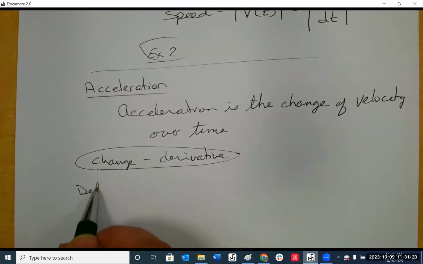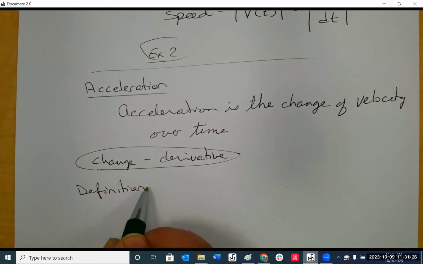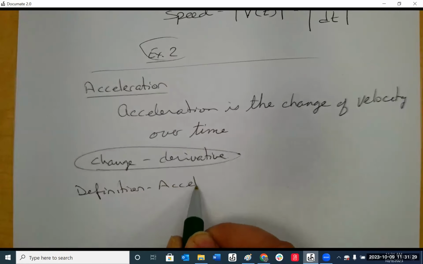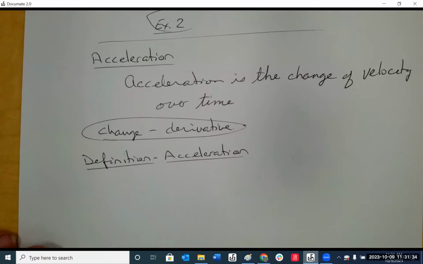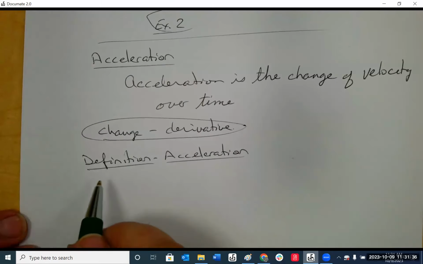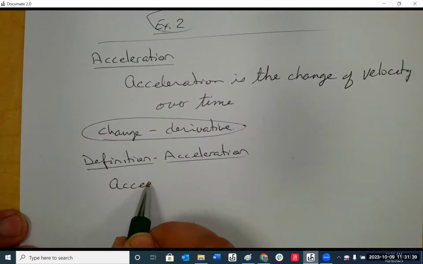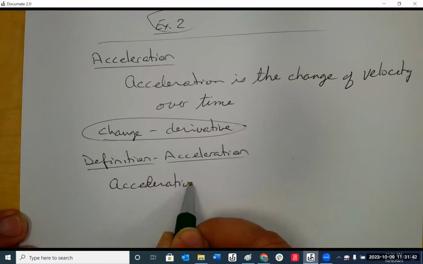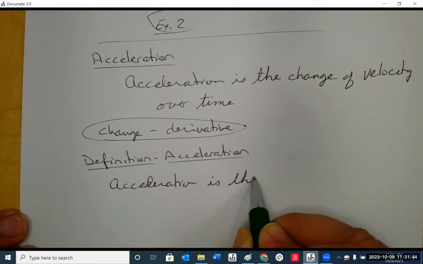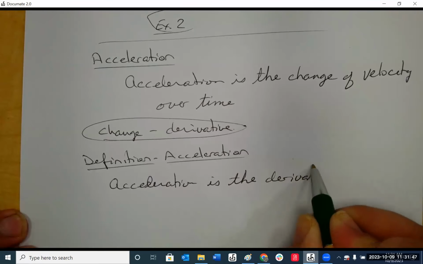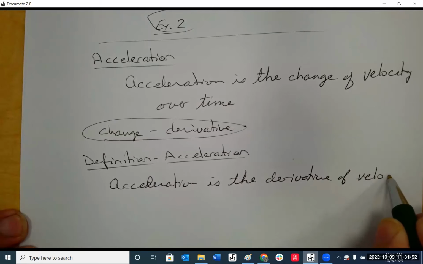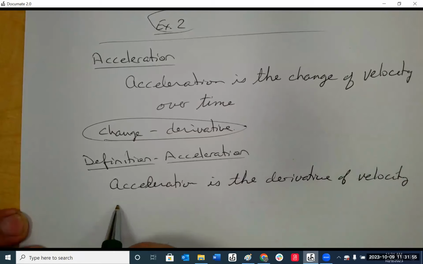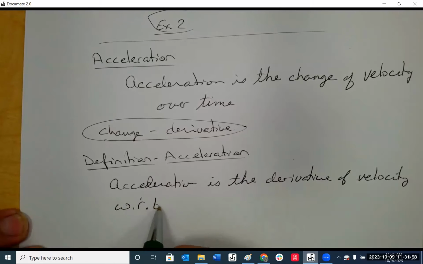So let's define acceleration. Definition of acceleration. Right, then we have to look at the formula for it. Acceleration is the derivative of the object's velocity with respect to time.